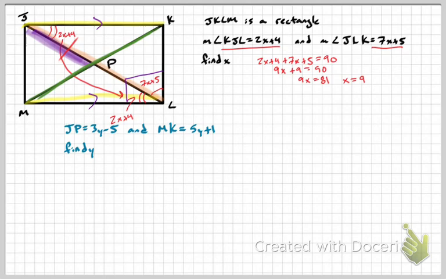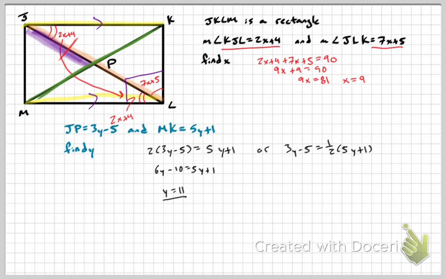So to make them equal, you could either do 2 times 3y minus 5 equals 5y plus 1, or you could do 3y minus 5 equals 1/2 times 5y plus 1. I would recommend doing it this way to have the fraction come out at the end if needed. So distribute the 2, 6y minus 10 equals 5y plus 1. Subtract the 5y, add the 10, y equals 11. All done.